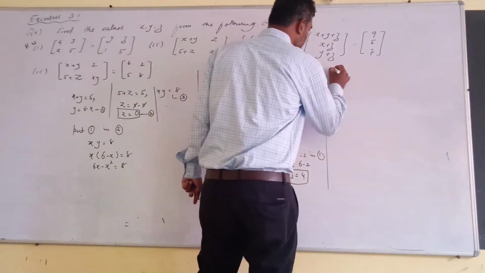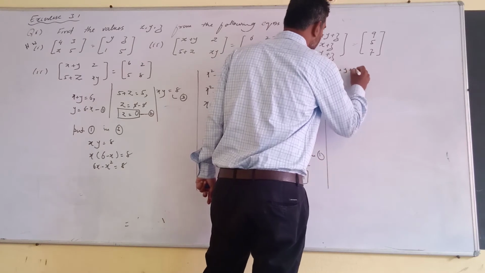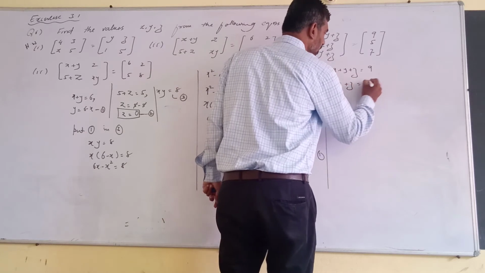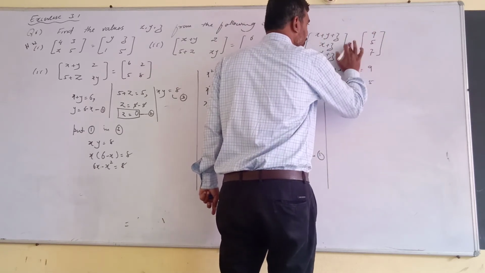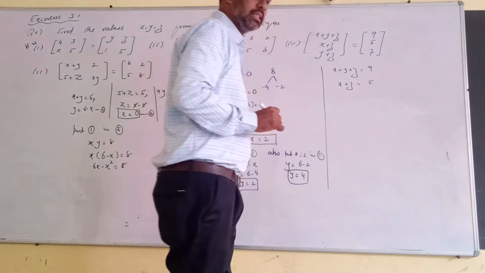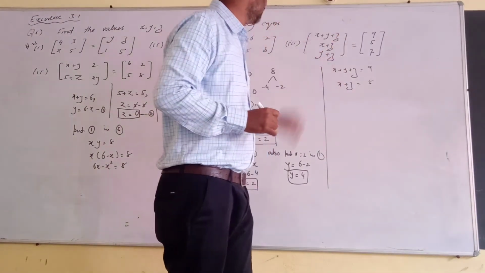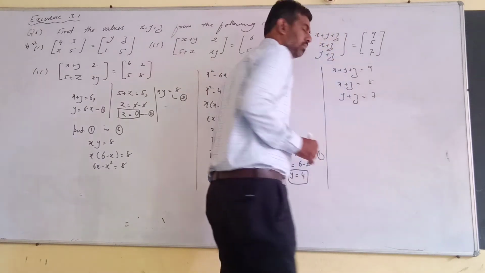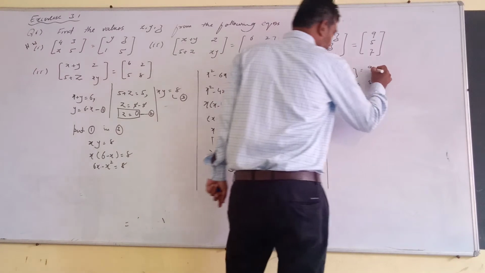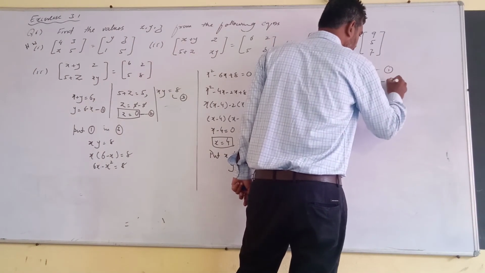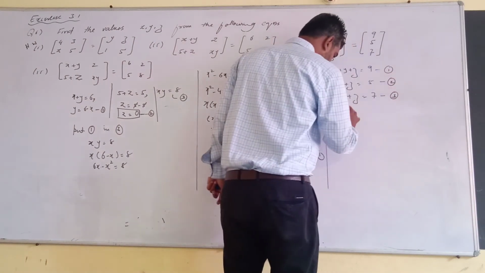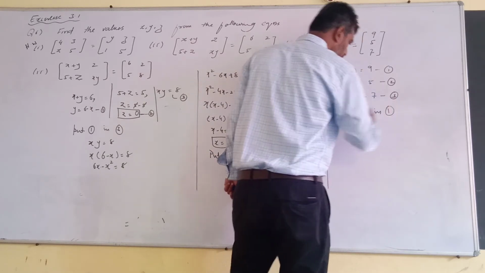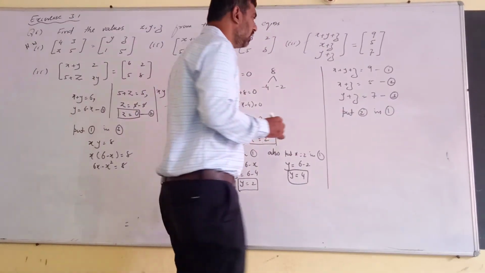See here, x plus y plus z is equal to 9. x plus z is equal to 5. Because it is given as an equal matrix, respective elements we have to write. y plus z is equal to 7. Now, suppose this is equation 1, this is equation 2, and this is equation 3. Put equation 2 in equation 1.